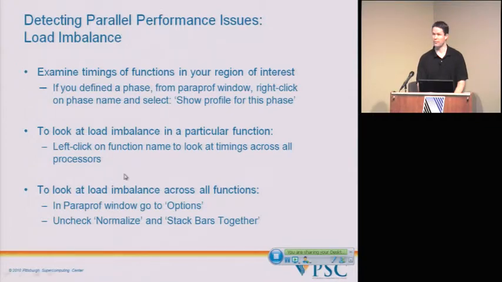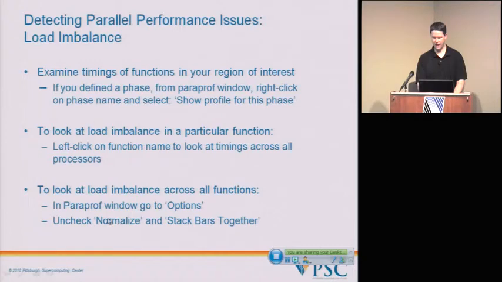This is sort of for reference. These are instructions on how to do this when you open up a profile with ParaProf. If you have a phase defined, like I showed before, then you can right-click on the phase name and tell it to show the profile for just that phase, and that will isolate just the phase that you're interested in. You can then look at the load imbalance in particular functions by just clicking on the function name, and it will show timings across all the processors. And then there are a couple other options that make it nice to look at.